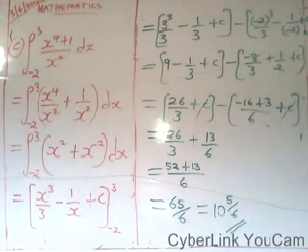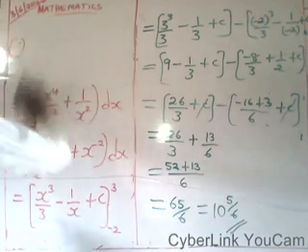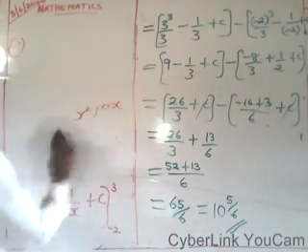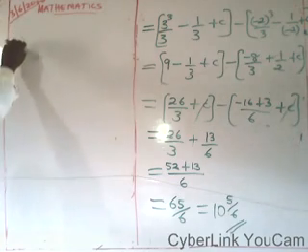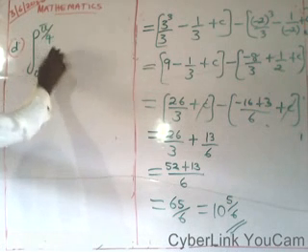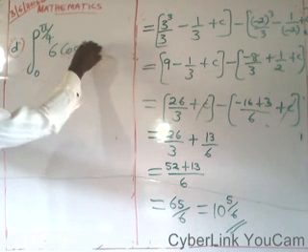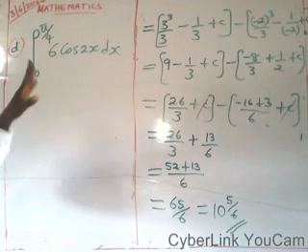So the last one that I'm going to solve is the D part. What I have is the integral from 0 to pi all over 4 of 6 cos 2x dx. That's what I have in the last part. Don't forget that pi is 180 and pi over 4 will be 180 over 4, which is 45. But that's not where we are going.